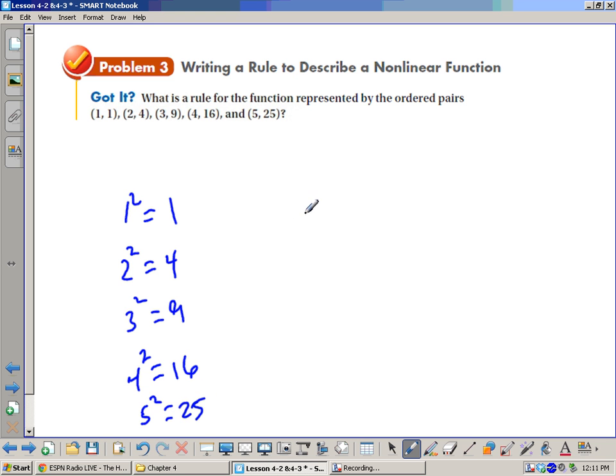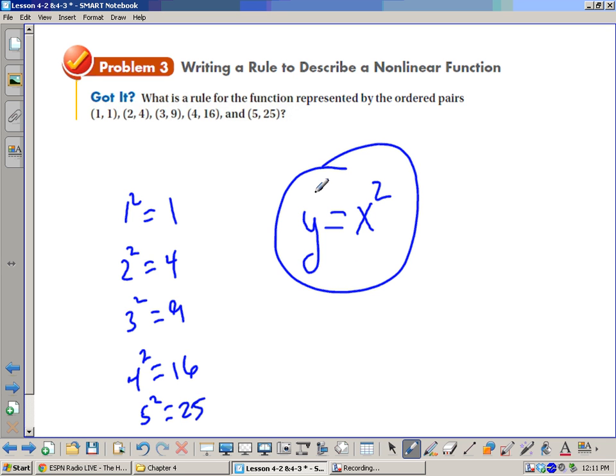So if I just write my equation as y is going to be represented by taking whatever x is and squaring it, there's your equation or rule for the ordered pairs.